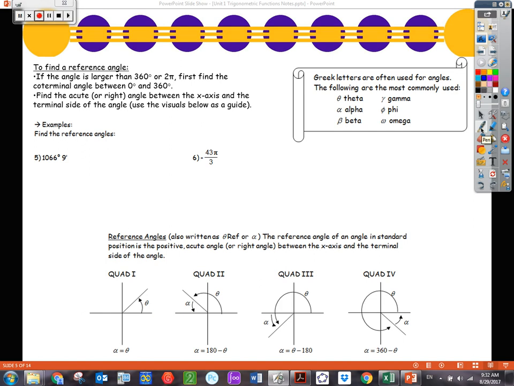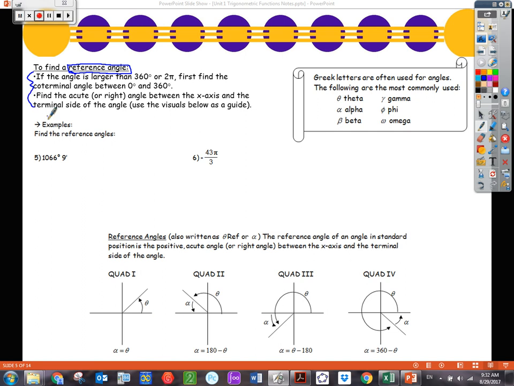Okay, the third vocabulary word for us today is reference angle. Reference angle. What is a reference angle? Okay, so here we have some steps to find the reference angle.